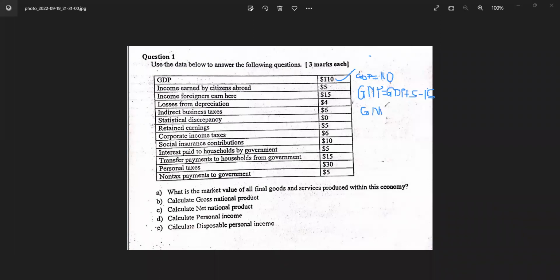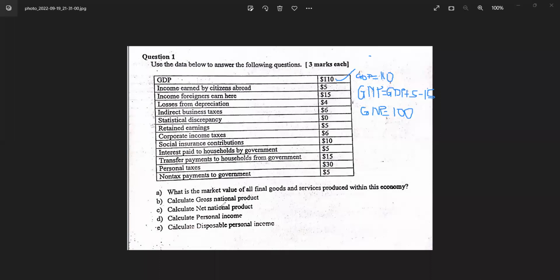So we have our GNP equal to GDP. We have 110, right? So 110 plus 5 minus 15. What are we getting? $100. We're going to get 100.